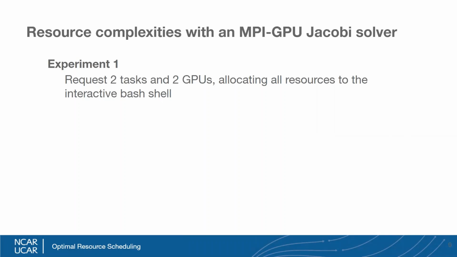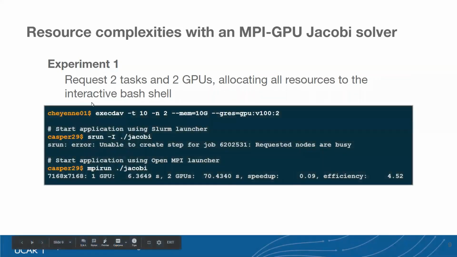Let's say I wanted to run a Jacobi solver. This is just a pretty simple grid number cruncher. I'm going to use MPI, and I'm going to run on GPUs as well using CUDA. This is an example that NVIDIA provides as part of their MPI GPU example set. In my first experiment here, I'm going to try requesting 2 tasks and 2 GPUs, and I'm going to allocate all the resources to the interactive bash shell. So here I run my execdav. I'm going to give it 10 minutes, 2 tasks, 10 gigabytes of memory, and 2 V100 GPUs, and it's all going to go to the shell.